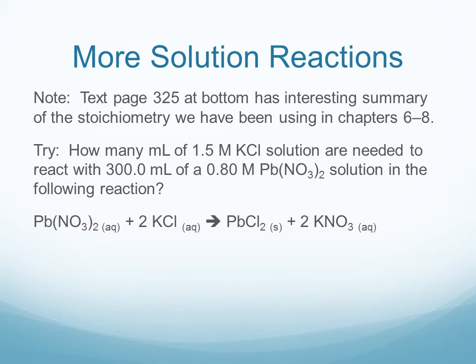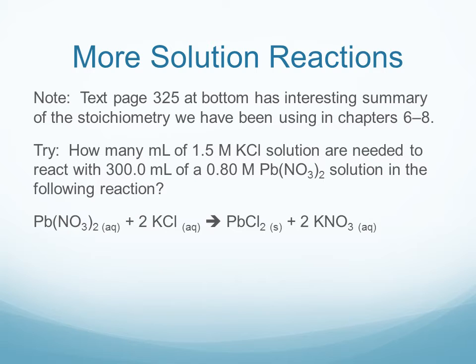So let's try another stoichiometry reaction using solutions. How many milliliters of a 1.5 molar potassium chloride solution are needed if you're going to react with 300 milliliters of a 0.8 molar lead nitrate solution in the following reaction? So this reaction gives the coefficients that tell a mole-to-mole relationship, and we are given a volume of a lead solution. So we need to use the concentration and volume to figure out the moles of lead nitrate, and then figure out the moles of potassium chloride, and then figure out the volume of potassium chloride solution that we would need.